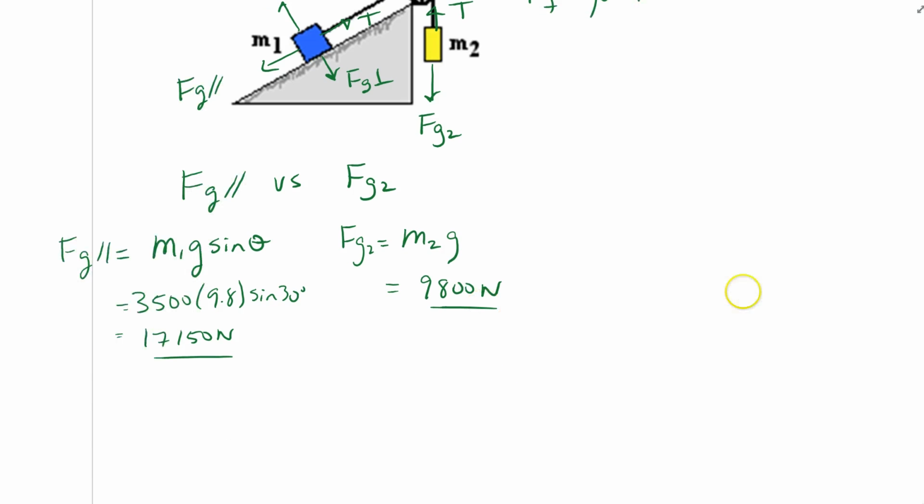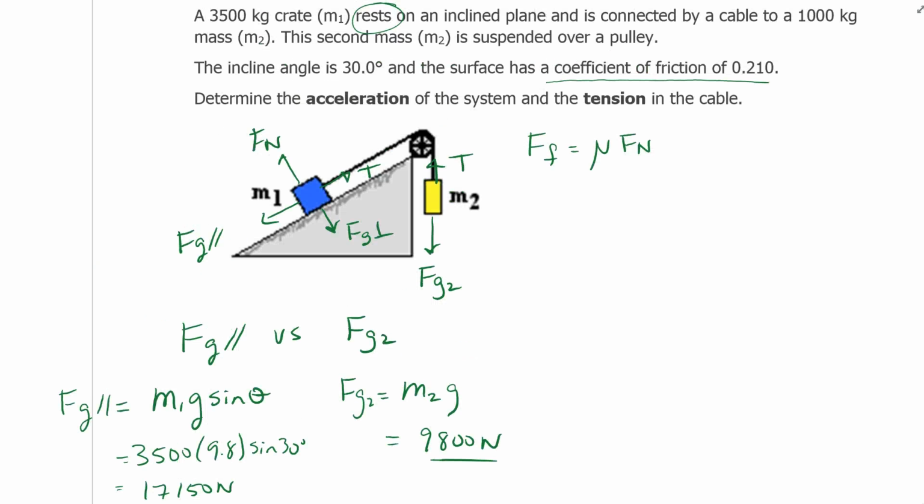Okay, so which one's the winner? This is the winner here. That's a larger force. So first of all, the acceleration is going to be this way. So this will be positive, this will be negative, that will be positive, that will be negative. So once it starts accelerating, once it starts moving, that will be the direction of the motion.